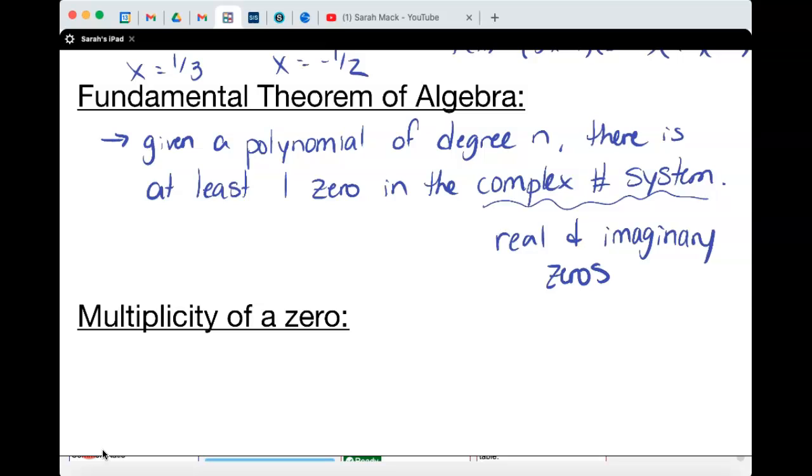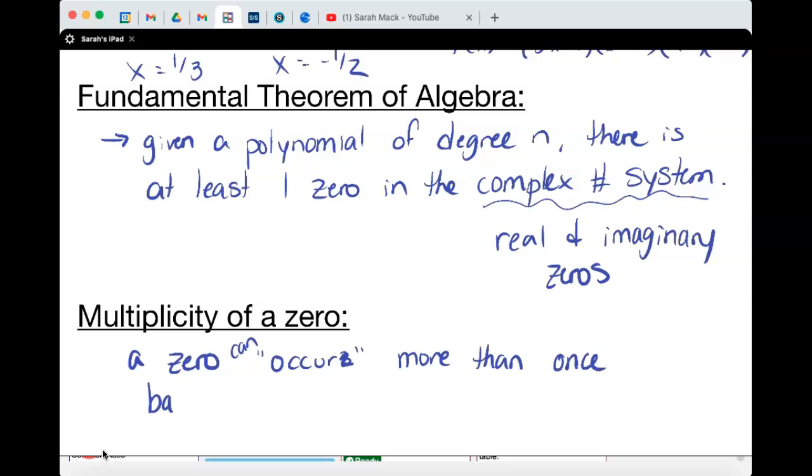Okay. So multiplicity of a zero. I'm going to say a zero, I'm going to put a quotation, occurs, or I can say can occur, more than once, based on the degree of the linear factor.